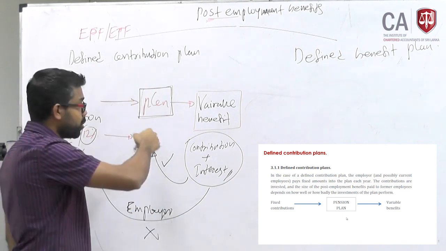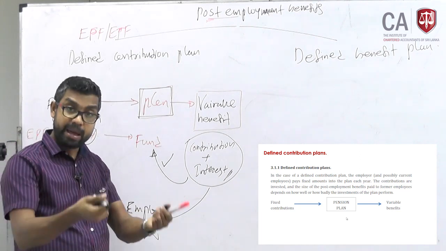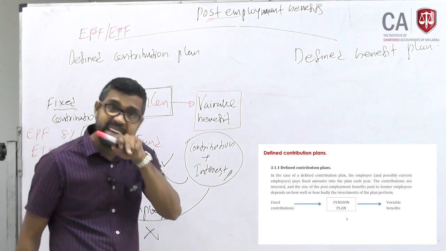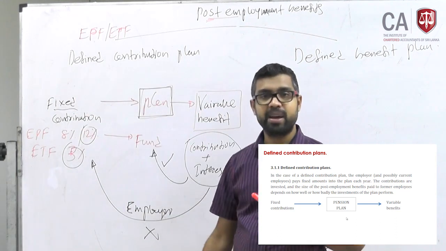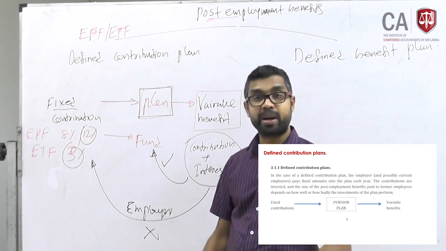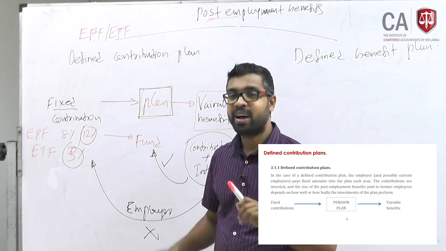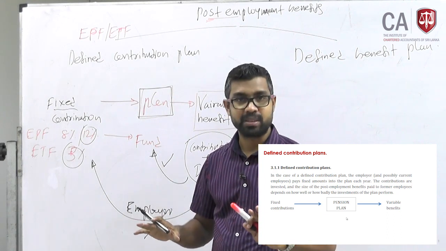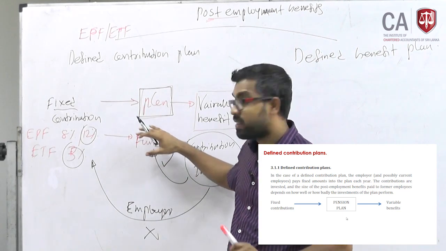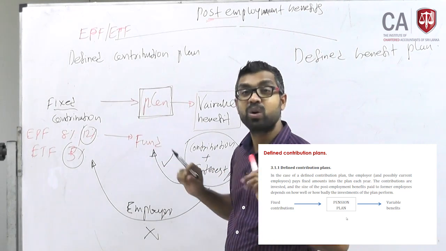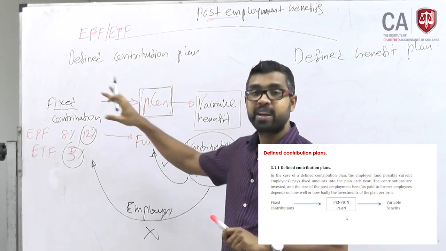If this is invested in a wrong place and the government cannot pay, you as the employee cannot go and tell the employer, I have served for 50 years, now give me my EPF ETF. The employer will say, I am no longer liable, mister. Why? Because I have given my contribution to the fund. This plan does not belong to me. It's not my asset. It's held by the government. You go and negotiate with the government.